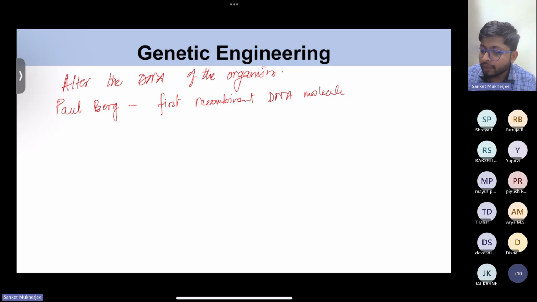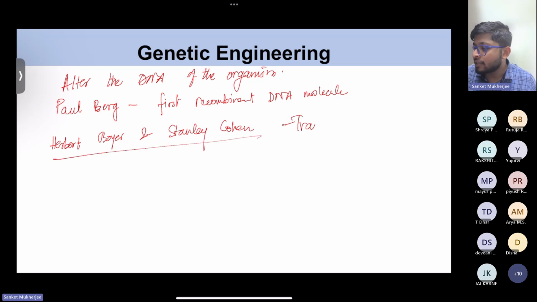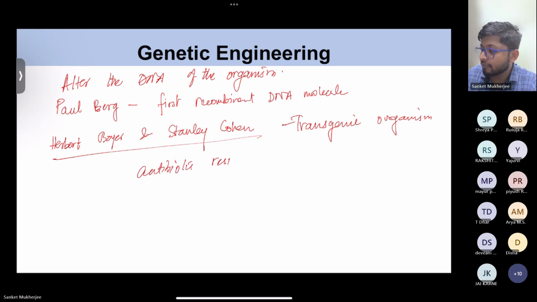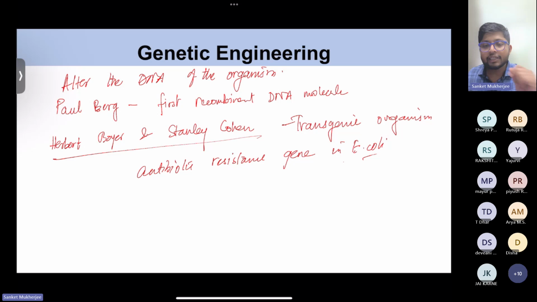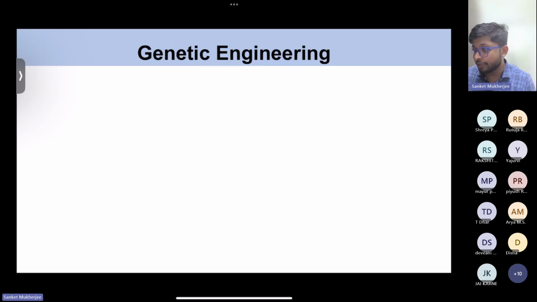Apart from him, there were Herbert Boyer and Stanley Cohen. They were able to create a transgenic organism. A transgenic organism means that ideally the organism doesn't have this gene, but you introduce the gene from some other organism. They were able to insert the antibiotic resistance gene in E. coli. The details are there in the slides; I'm just skimming through the important topics.